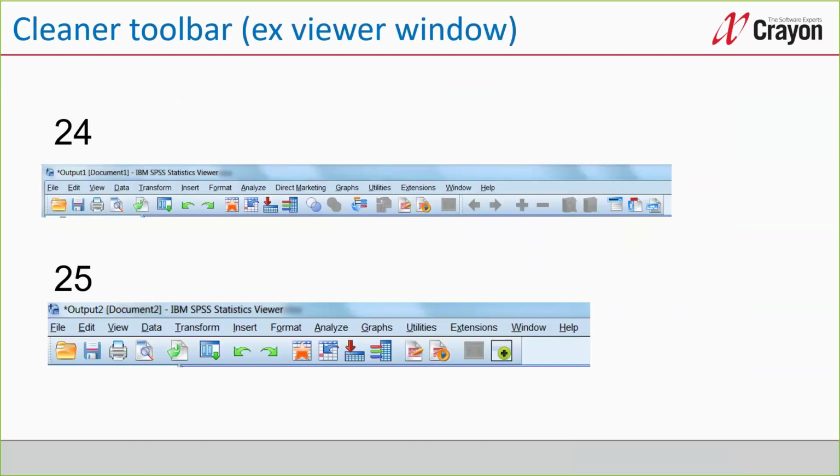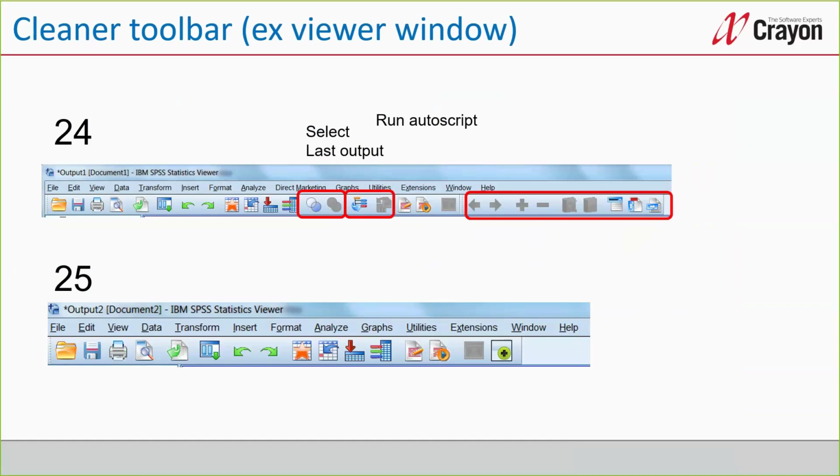If we compare the output viewer toolbars in version 24 and 25, we have some differences. In version 25, they have deleted some of the icons from the toolbar. Those are some that are not used so much, so you can still find them in the menus. The first one that is deleted is this one. It's the same as select last output. Then we have this, that's run AutoScript. And then we have all these icons that are about inserting titles or text in the output window. So it's gone, but you can find it in the menus.